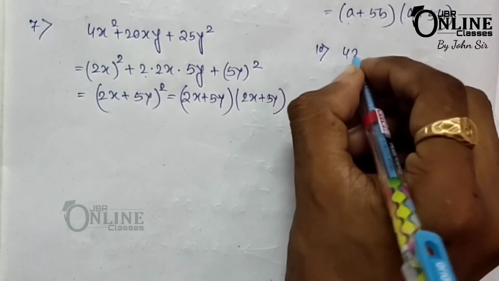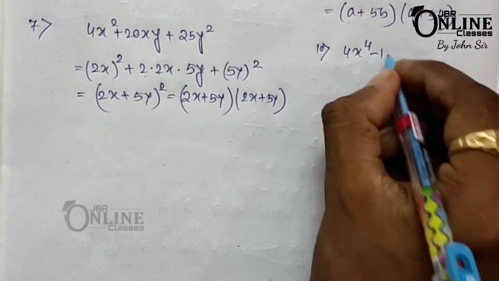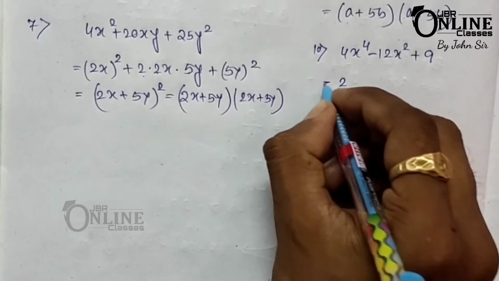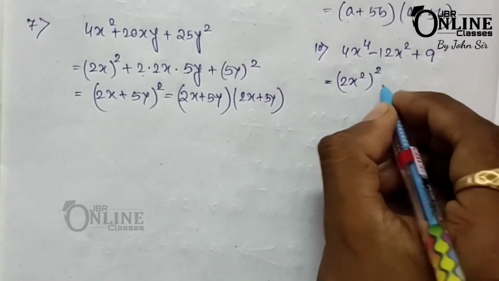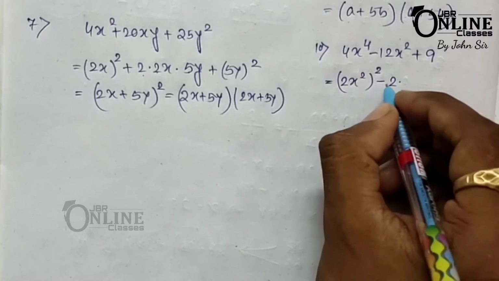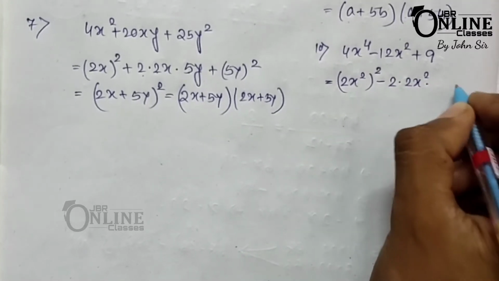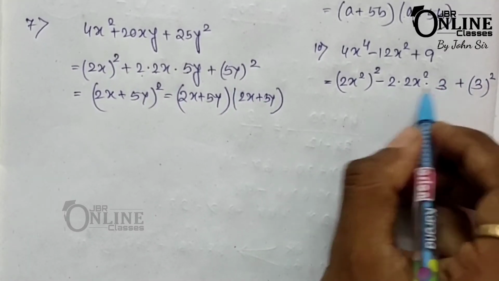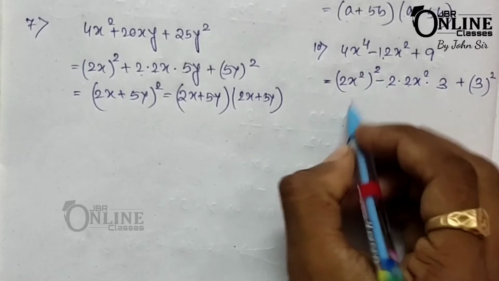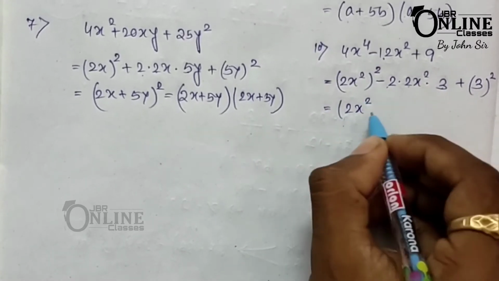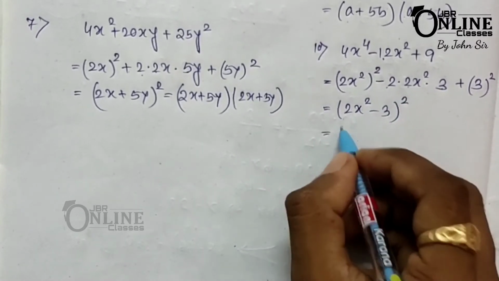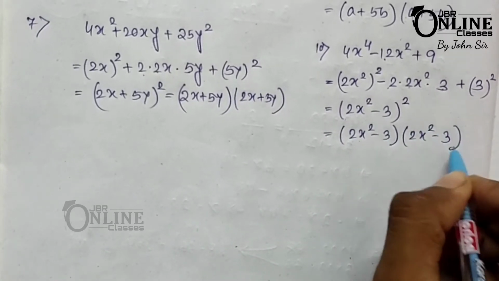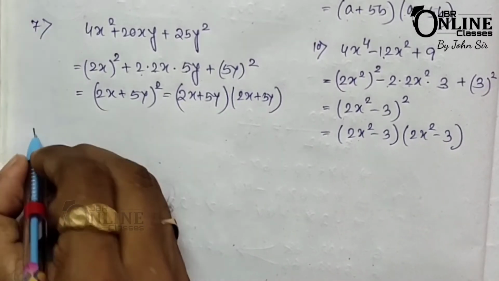Now sum number 10, 4x to the power 4 minus 12x square plus 9. So 4x to the power 4, just write down 2x square whole square. Then according to the formula, 2 into 2x square, put a gap for b. Here 9 means 3 whole square. So just put down 3. Now 3 into 4, that becomes 12. So 12x square. So no problem. Now next line, 2x square minus 3 whole square. So that means 2x square minus 3 into 2x square minus 3. Okay. Now the last one, sum number 12.